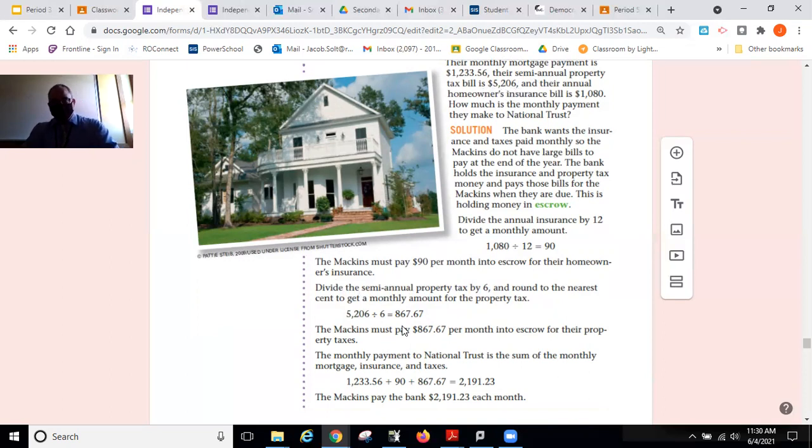Wow. Okay. So we're going to take this $5,206 semi-annual, and we're going to divide it by 6, because we know that semi-annual is half a year. Half a year is 6 months. So they take this semi-annual, divide it by 6, and they get the monthly cost of the taxes. For the Mackins, they're paying $867.67 per month just on the taxes.